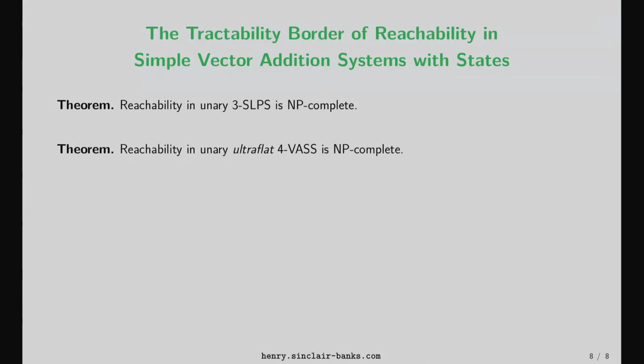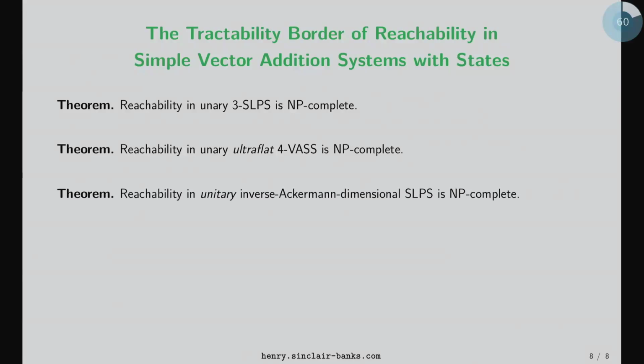So if you want something even flatter than that, you go to ultra flat, introduced by Jerome. Here, you're not even allowed to change the counter values between cycles. You just have these tiny self loops where you can update the counters. We also show this is NP hard, but we pay for an extra dimension, unfortunately. So we get four-dimensional systems here.